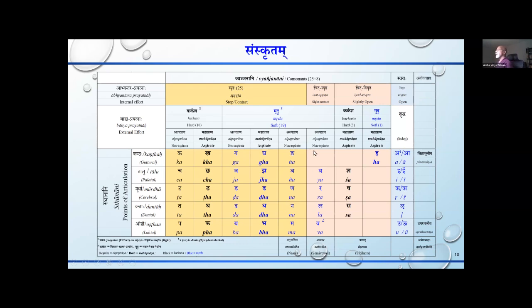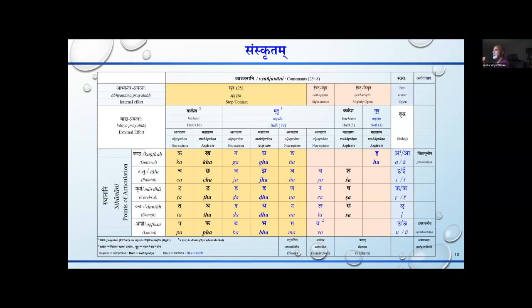And in the same way, when you come to the other non-group ones, ya, ra, la, va, they are alpa pranas, they're soft. Alpa prana, mahaprana will come later. They are soft, whereas sha, sha, sa are hard, and ha is soft. This hard and soft is about how hard a contact the modulation point makes.